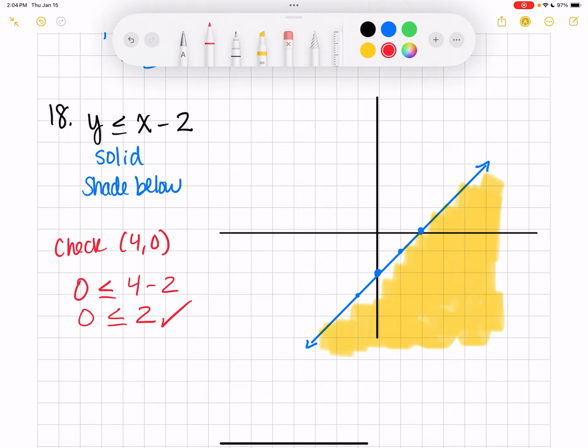I'm kind of confused. Where do you get the 4 here? I just picked a point that was in my shaded area. Oh, so (4, 0) would be right here. So that's in my shaded area, so I'm checking that one. If I checked a point up here, I'm going to see that it does not work, and that means that's not where I shade. So I shade the spots that do work.